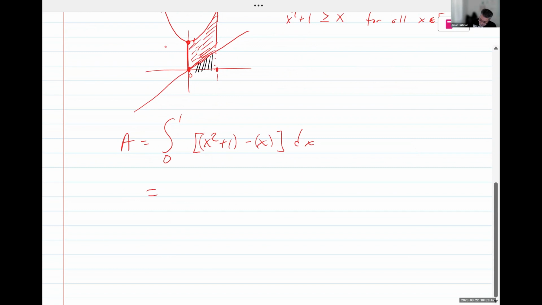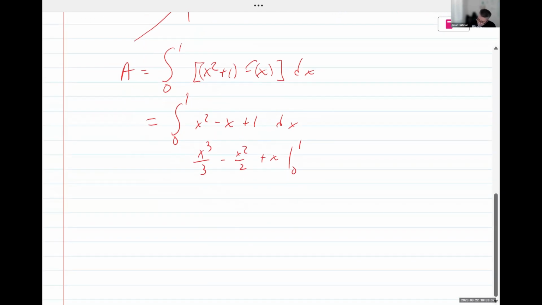Okay, so this is equal to the integral from 0 to 1. I'm just going to distribute the x. I'm going to go x squared minus x plus 1 dx. Okay, now I'm going to integrate term by term. And this becomes x cubed over 3 minus x squared over 2 plus x evaluated from 0 to 1.